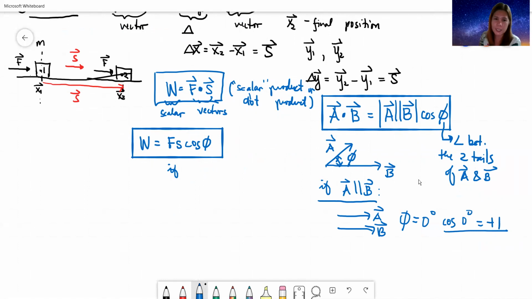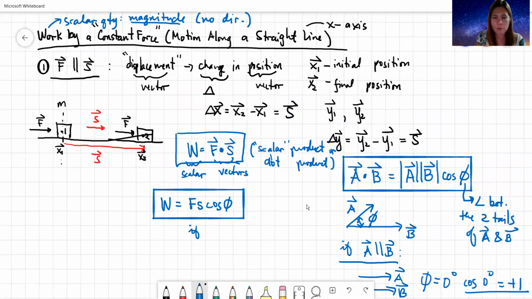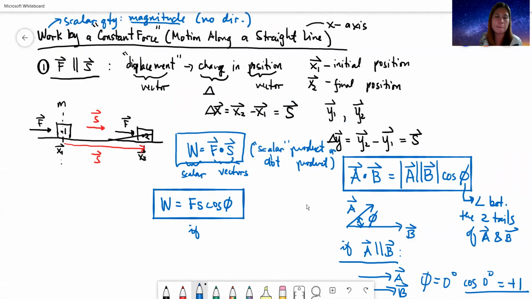So for the simplest case here, in other words, if it is obvious in the situation that the applied force is in the same direction or parallel with the displacement, then it is automatic. The cosine 0 becomes positive 1. So for this special case, a very simple case, the work done by the force F here, I am suggesting that when you solve for work, put a subscript to show which force is doing that work.